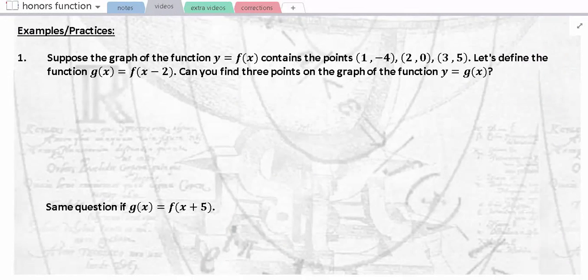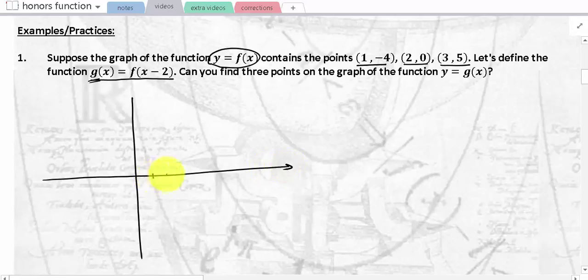So in the first example, we are told that the function called f contains the points (1, -4), (2, 0), and (3, 5). From this function, we define another one called g. g of x is f of x minus 2, and we are asked to find 3 points on the graph of the function g. The first thing I want to do is to quickly plot the 3 points on the graph of f. Let me do that quickly. Okay. Here we are, 3 points on the graph of f.